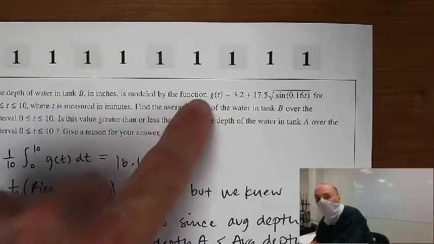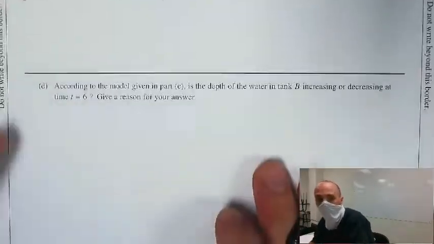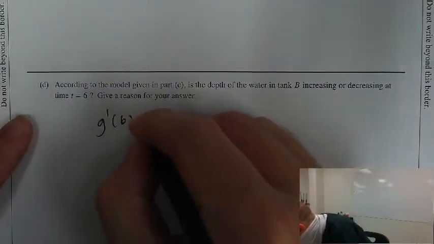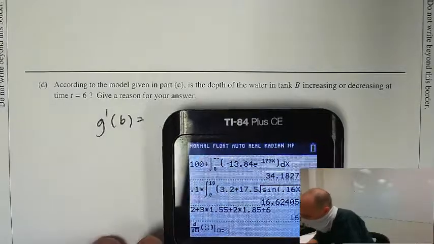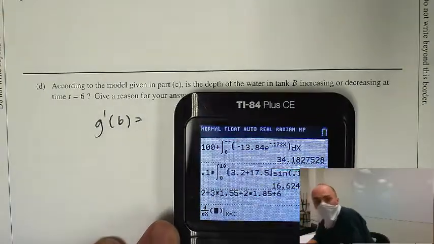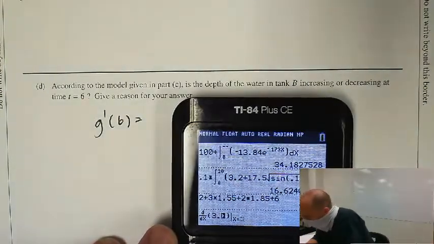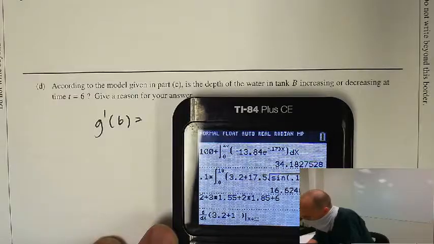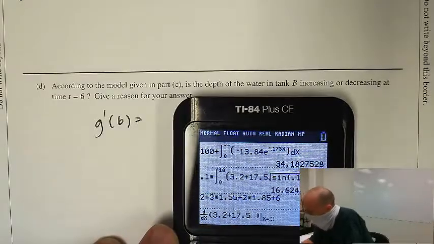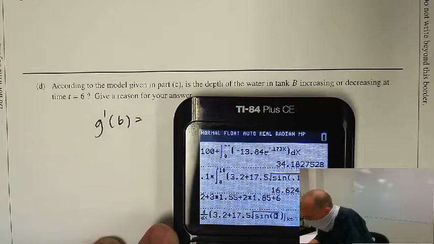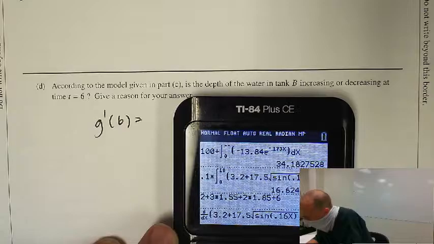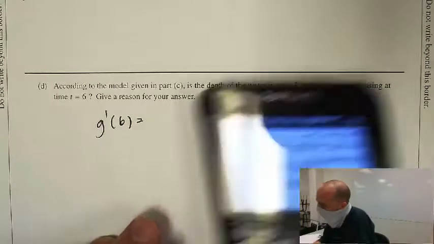Okay. The depth of B is G, so we need to find the rate of change of G at t equals 6. G prime of 6 equals, oh, I wish I had typed that. I didn't realize I was going to need that again. I'm going to do math 8, derivative with respect to x of, copying the problem, 3.2 plus, I should have known not to type that in, because it's going to take that derivative and it's going to be 0. Square root of sine of 0.16t at the place where t is equal to 6, and that's 0.887.